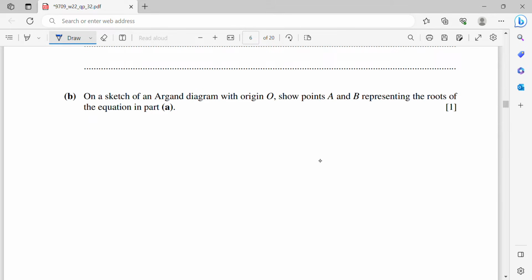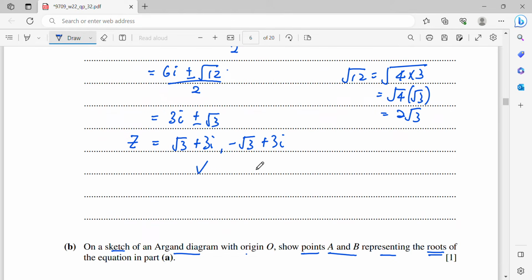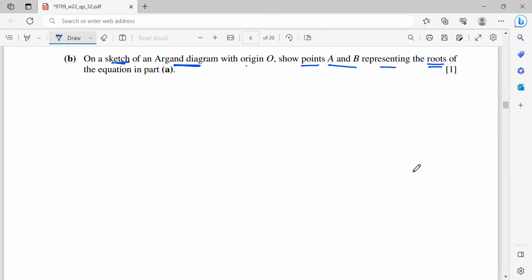Now part B, on a sketch of an Argand diagram with origin 0, show points A and B representing the roots. Okay, so we have found the roots just now. These are the two roots. One of them will be A, another one will be the point B. So now you need to sketch it on the Argand diagram. Basically you draw the axes first.